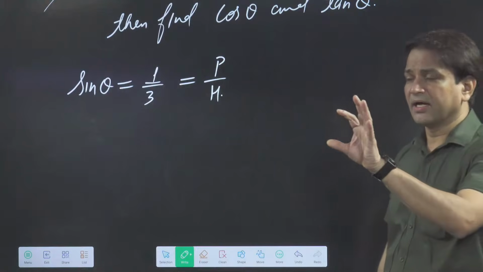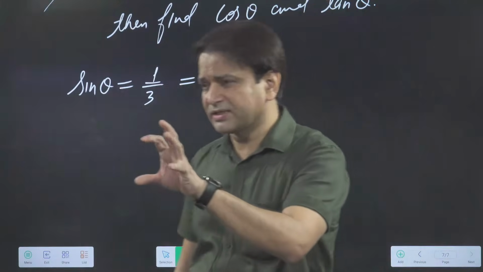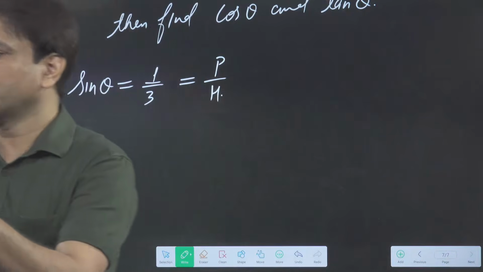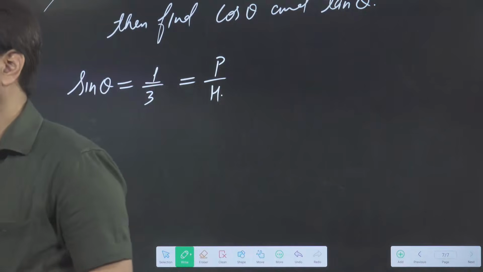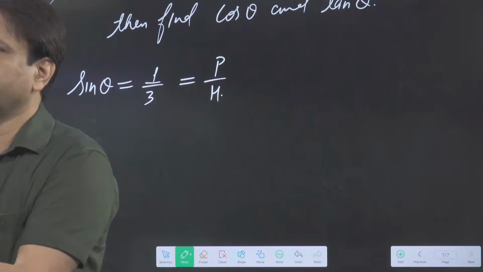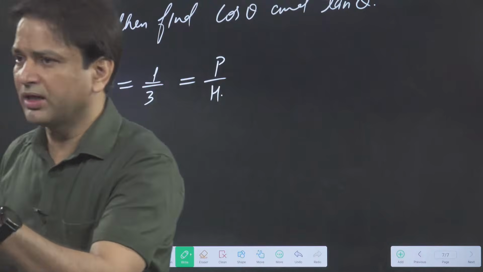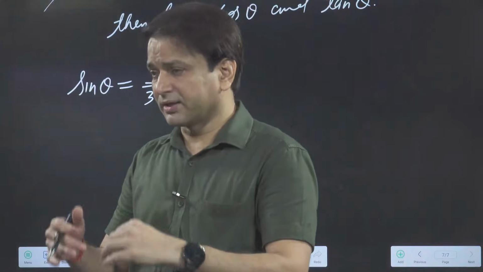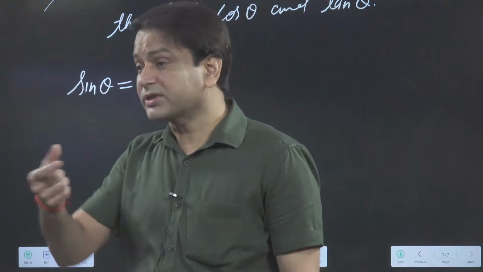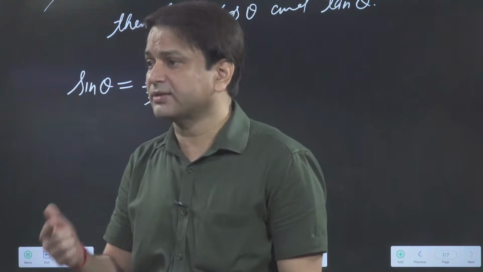If I am saying P by H is equal to 1 by 3, can I say P is equal to 1 and H is equal to 3? No. Why? It is a ratio. So the ratio of P and H is 1 by 3. I cannot say P is equal to 1 and H is equal to 3. But I need cos theta, which is also a ratio. I need tan theta, that is also a ratio.